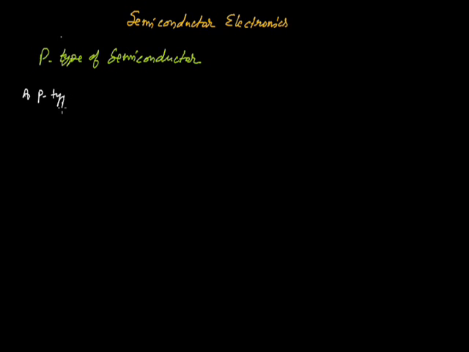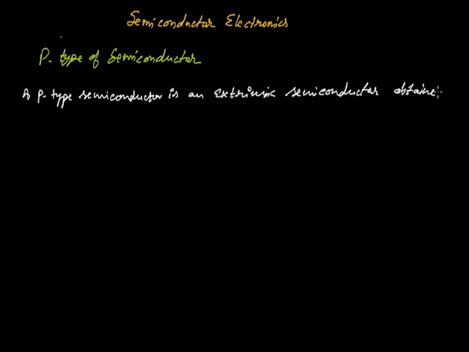A p-type semiconductor is an extrinsic semiconductor obtained by adding trivalent dopants with intrinsic semiconductors.